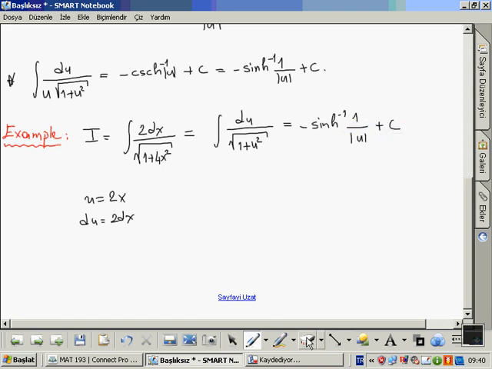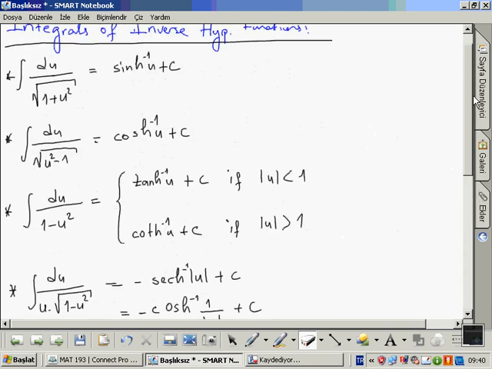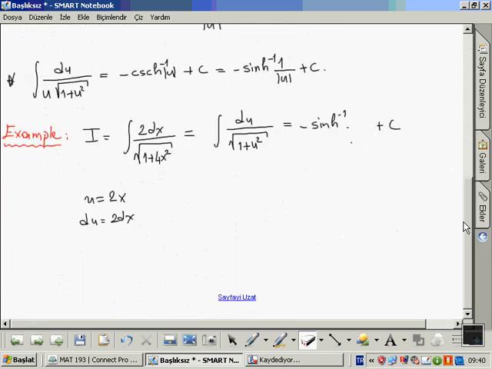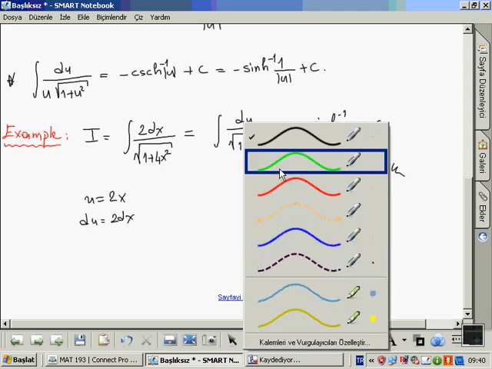not, this is only u, I think. Let me look at the first equation. Yes, u. So inverse sinh u plus c, and it's equal to inverse sinh of 2x, since u was 2x. So that's the total result.